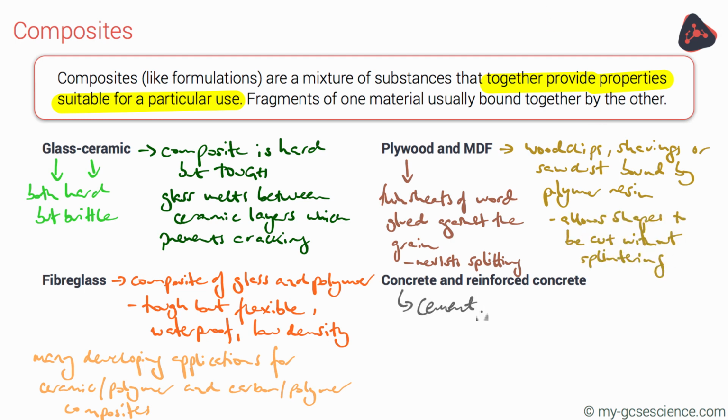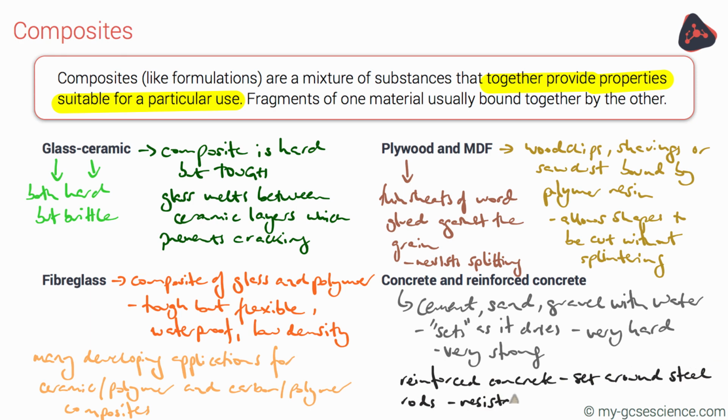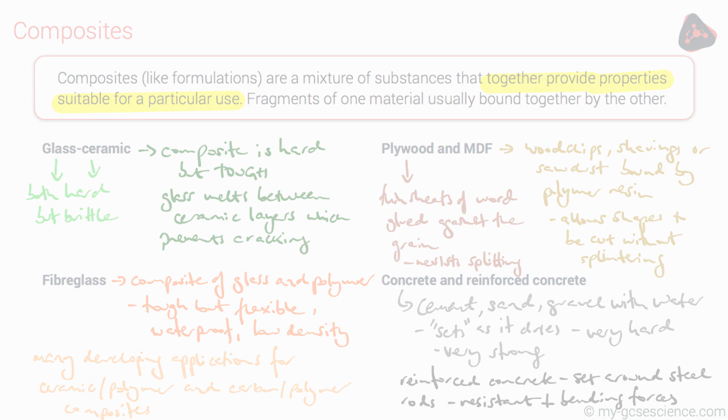Concrete is another example of a composite material. In concrete, we've got cement, sand and gravel that are mixed together with water. It's left to dry, and as the water leaves the mixture, it sets into shape and becomes very hard. The more it dries, the harder it becomes. As such, concrete is a very strong material, and you can make it even stronger by reinforcing it with steel rods, where the wet concrete is formed around steel rods and then left to set around the steel, and this makes the concrete much more resistant to bending forces. This hardness and strength makes concrete particularly useful for building materials.